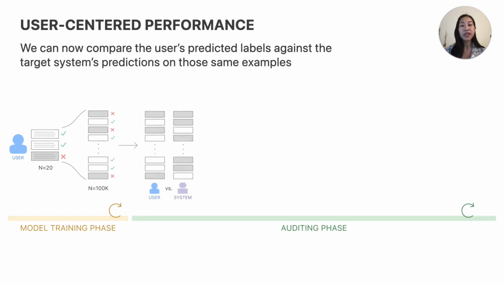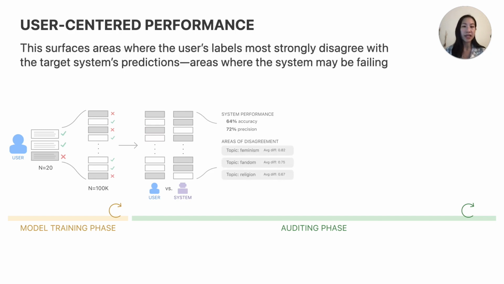Because now, with this full set of many thousands of predicted user labels, we can compare against the system's predictions on those same examples. This then allows us to calculate user-centered performance metrics and discover areas where the user's labels disagree most strongly with the target system's predictions. These indicate areas where the system that they're auditing may be failing, and where the user's assistance with conducting an audit may be most needed.